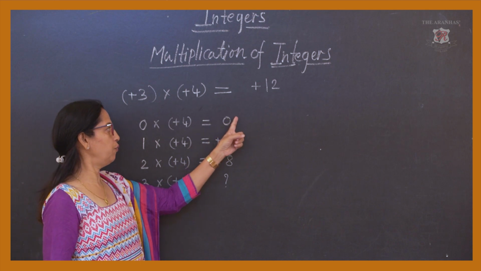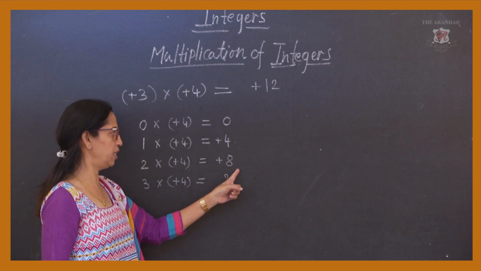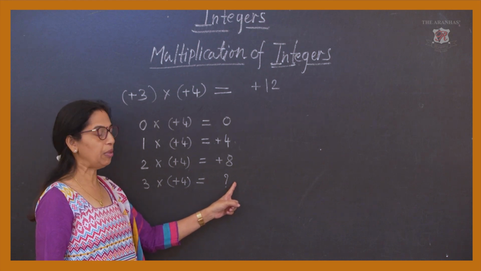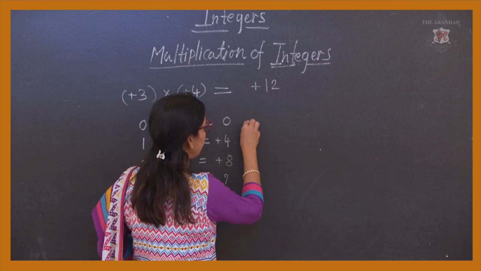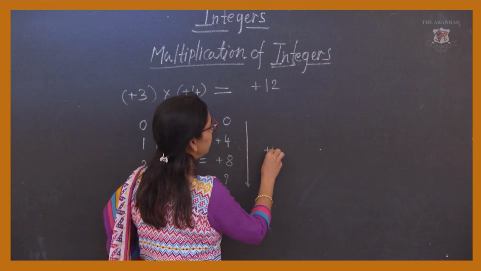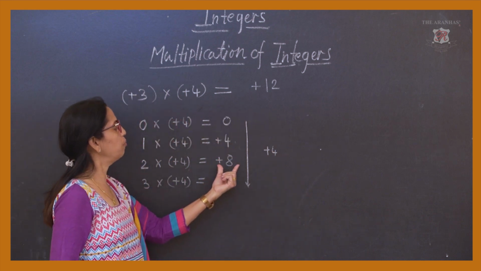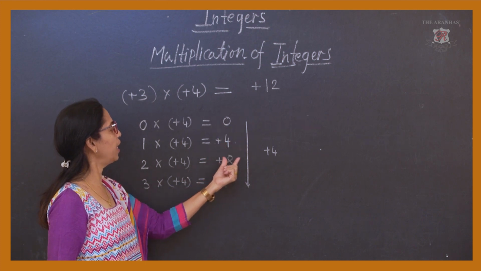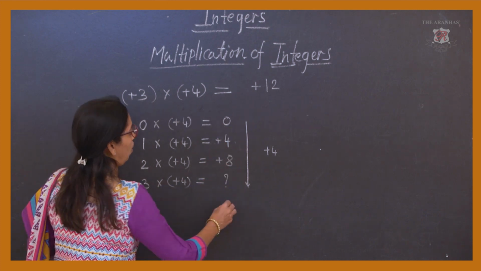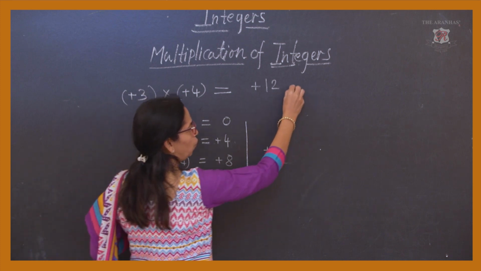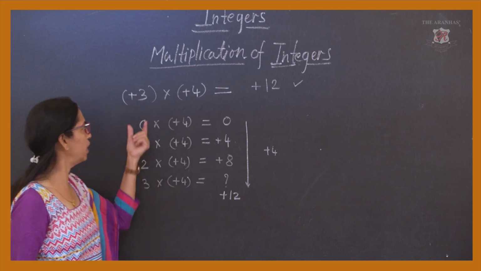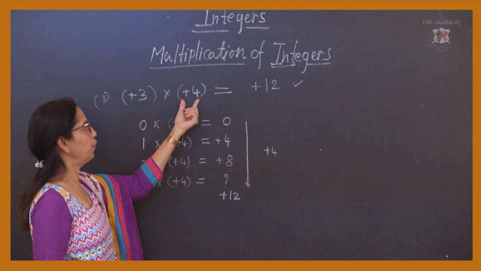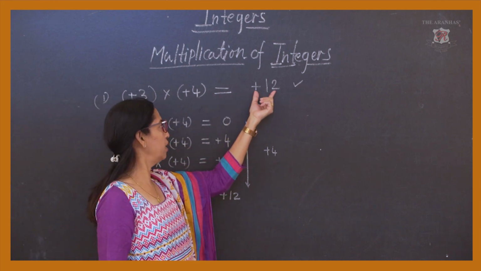Here, as we go from this 0 downwards, you will find there is an increase of plus 4. So, we find these numbers increase by plus 4. So definitely after 0, then 4, 8, the next number comes to plus 12. And that is the answer for this sum, that is, the multiplication of 3 into 4 is equal to plus 12.